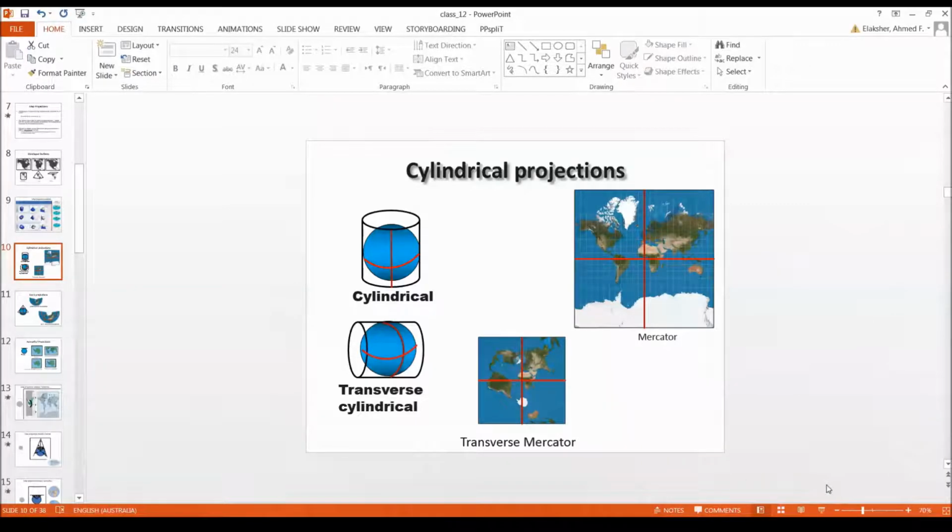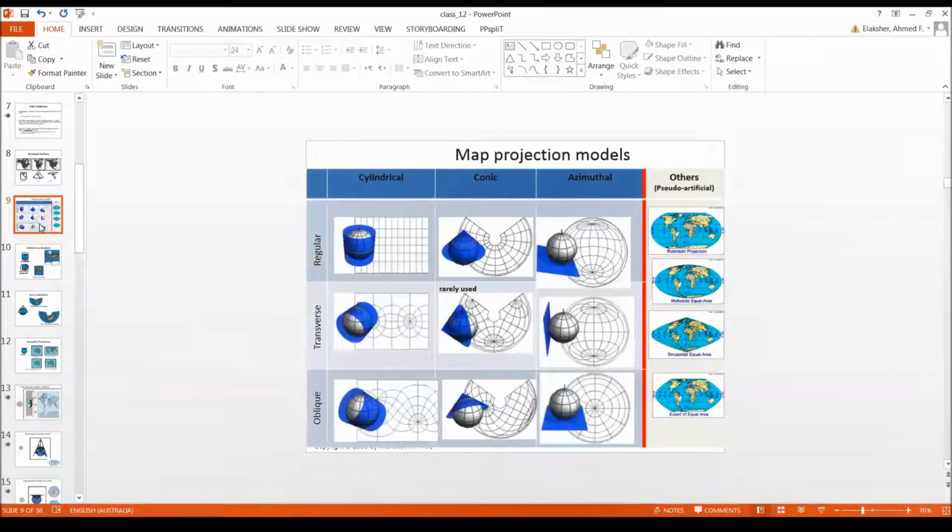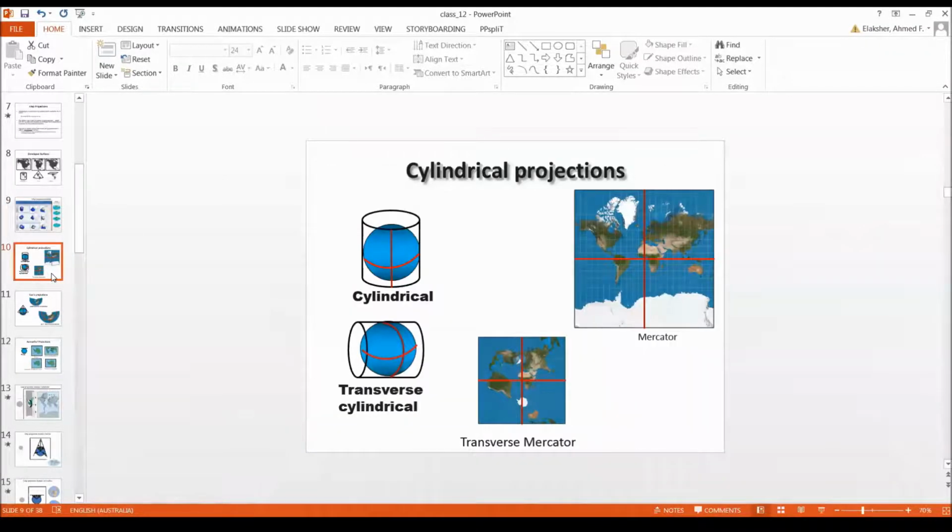Okay, so back here to our lecture. We just talked about the different shapes, the different projection models. Now let's talk a little bit more about the cylindrical projections, and I'm here highlighting two of the very most important ones, Mercator and transverse Mercator. So I'm going to grab Mercator here, go to Paint, prepare it in Paint so you guys can see what's going on, and then we'll talk about it in more detail.